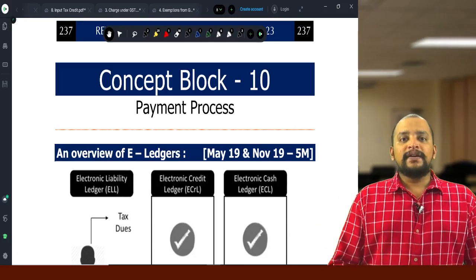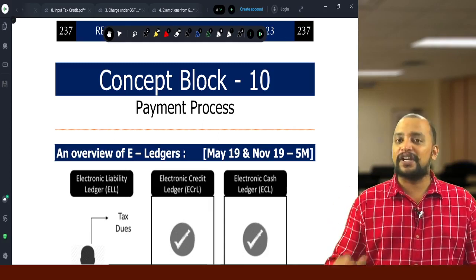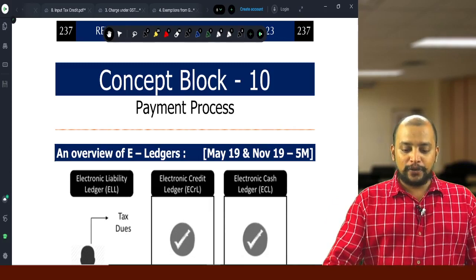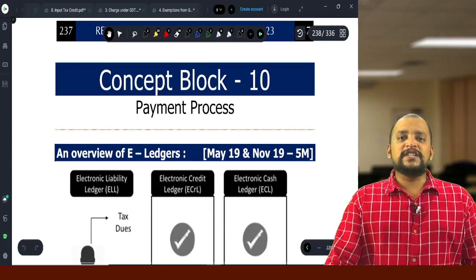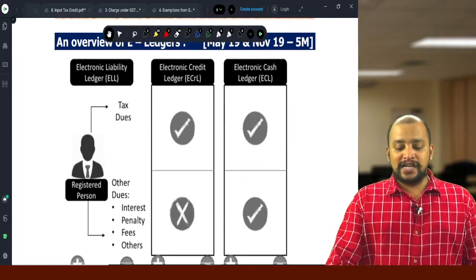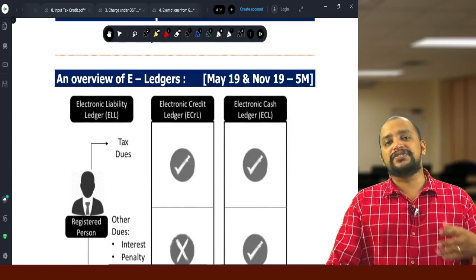3 topics, that is payment process, returns and registration, are pending. So we'll quickly complete that. You can look into page number 237, payment process. In this payment process, the GST network will maintain 3 ledgers on behalf of every registered person.